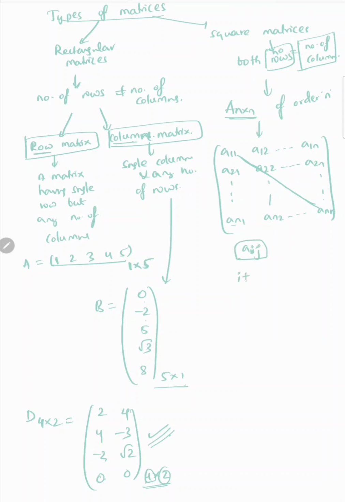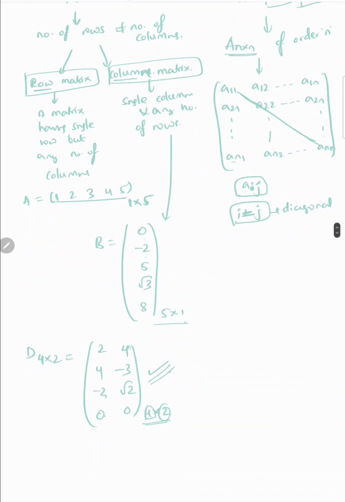So this is the element in the ith row and jth column. If i equals j, then that entry is called a diagonal entry, because we can draw a diagonal line for a square matrix. The entries along the diagonal are called diagonal entries, and above the diagonal they are called upper diagonal elements. The elements below the diagonal are called lower diagonal elements.